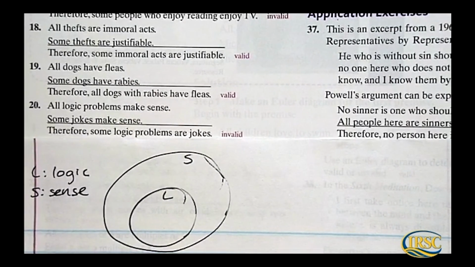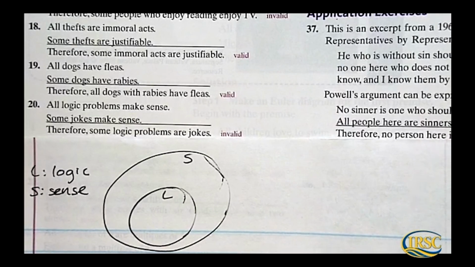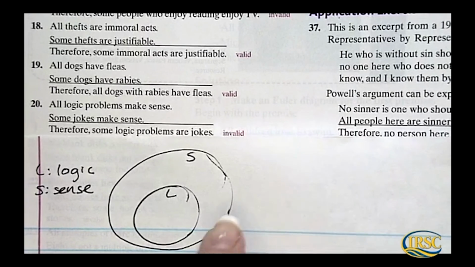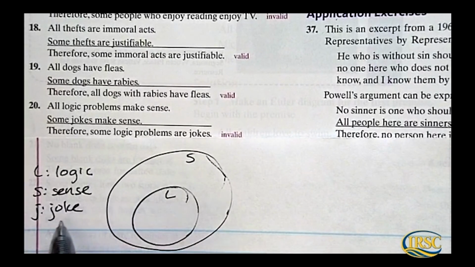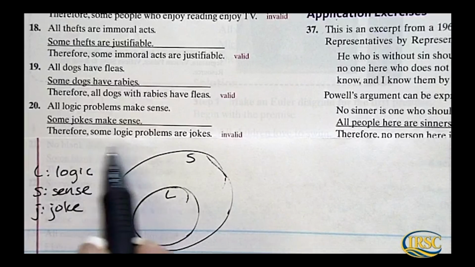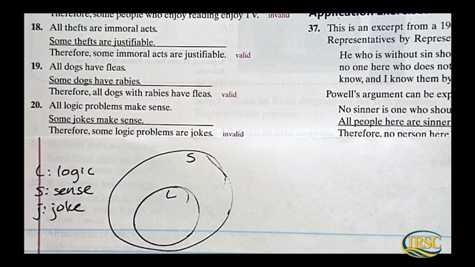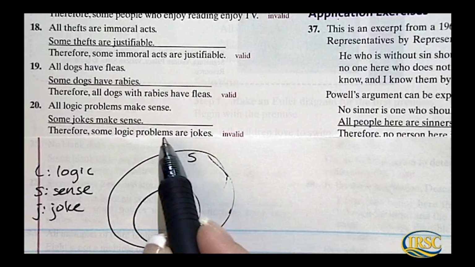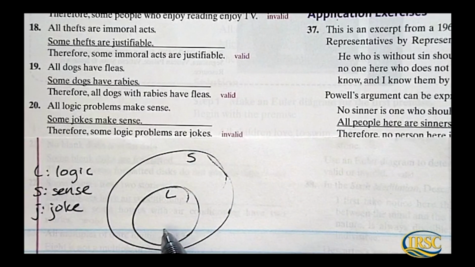Okay, then the second one says some jokes make sense. The key word here is some, and I need a circle for jokes, and I already have a circle for sense. Okay, so here's the thing. Before I draw my circle for jokes, I want to take a peek at the conclusion, and I want to see if I can draw it in a way where the conclusion doesn't work. Okay, so it says some logic problems are jokes. So in other words, for this to work, the circle for jokes has to intersect the circle for logic.